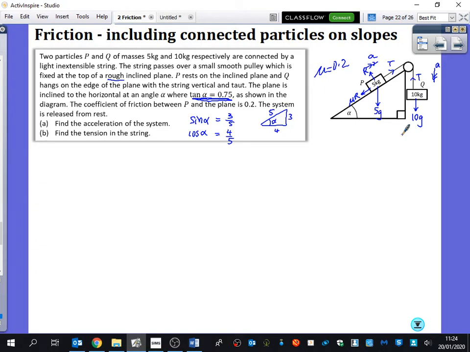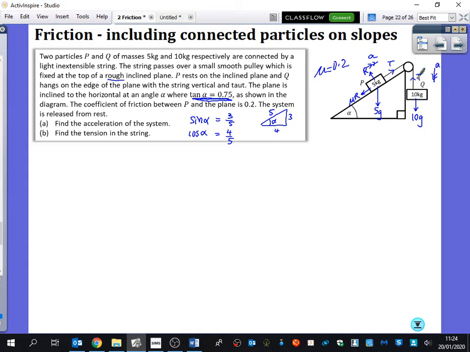Inextensible is to do with it. Light is because it's throughout the entire string. But why is the tension equal on this side and this side? Smooth pulley. Smooth pulley is the thing that means it's equal on both sides, because if it was a rough pulley, it might be tighter on one side because the pulley might snag it. Okay. No, you just have to say smooth pulley, okay?